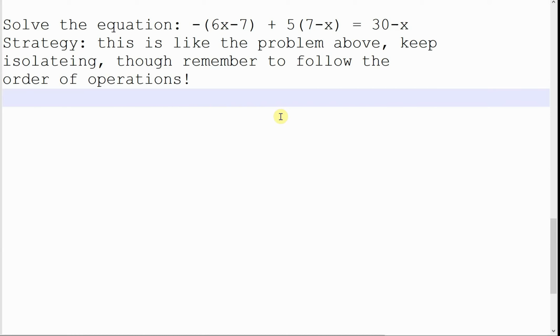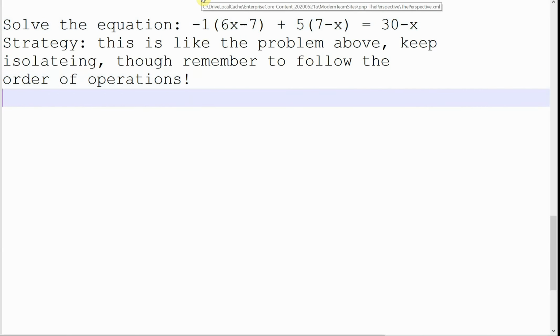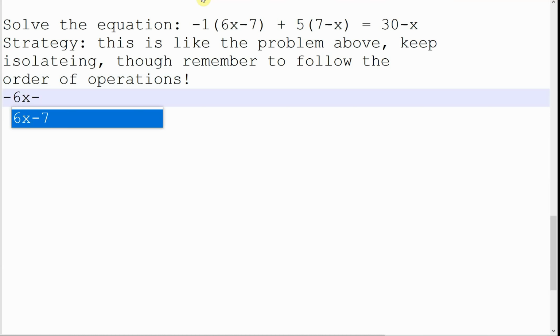Let's use the distributive property. But wait, there's a negative in the thing we're going to multiply. How do we multiply a negative? Well, the answer to that is a negative is basically a negative 1. So that will give you negative 6x, negative negative 7. Oh no, wait. You see these two negatives? Negative times a negative is a positive. Let's take back that step.